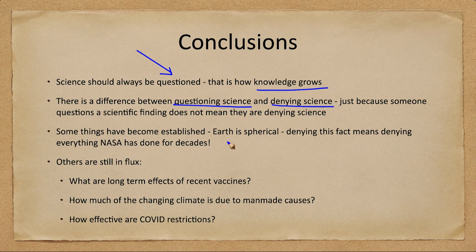Now, again, some things are established. Earth is spherical. As an astronomer, I'm certainly not going to deny that. Denying this means you're denying everything that NASA and all the other spacecraft have done for decades. So that's pretty much established, and denying that the Earth is spherical would be denying science.